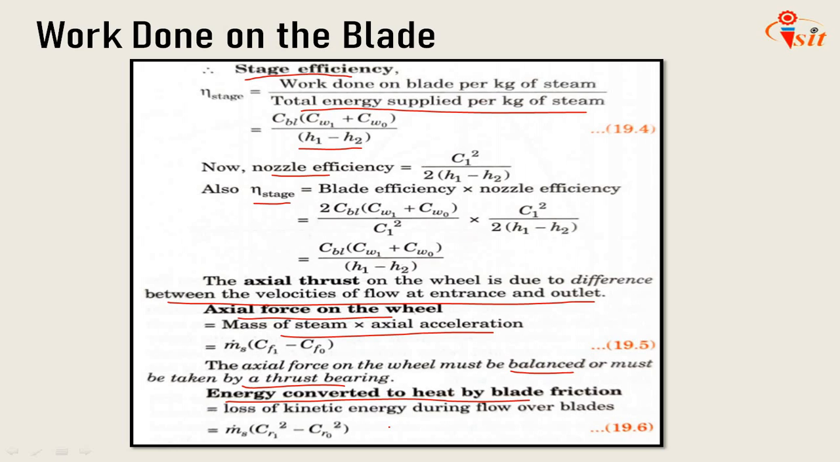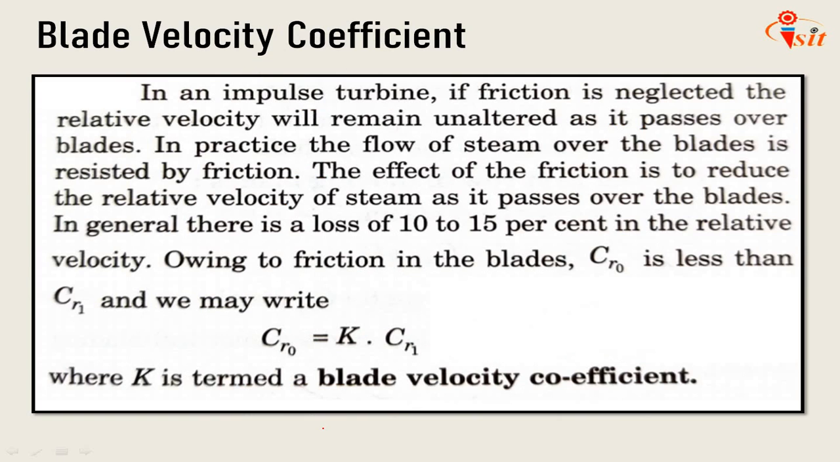Now, energy converted to heat by blade friction. How is energy converted to heat? By blade friction, due to the loss of kinetic energy during flow over the blades. So if friction is there, there will be a loss of kinetic energy. The equation then becomes ms (CR1 square minus CR0 square). We already discussed that if no friction is there, the relative velocity entering and leaving will be the same. But if friction is there, you need to consider this equation: ms (CR1 square minus CR0 square).